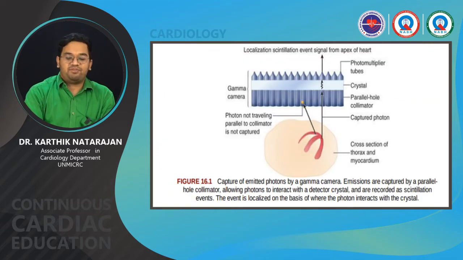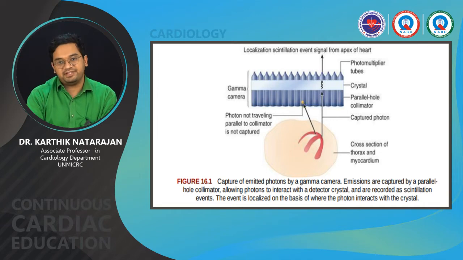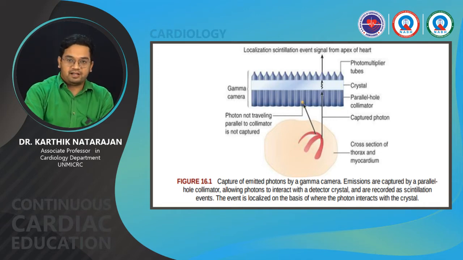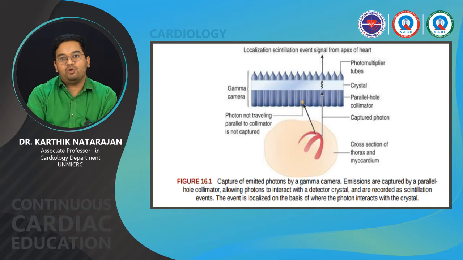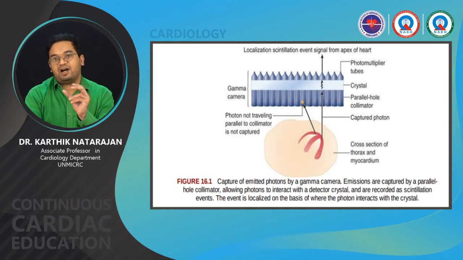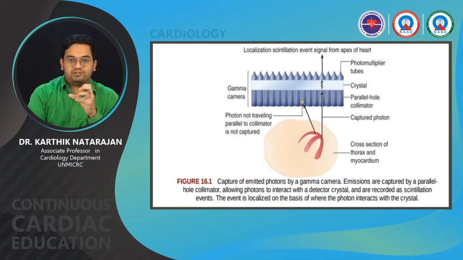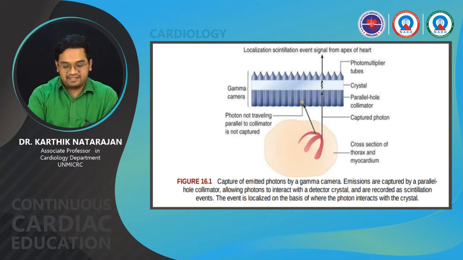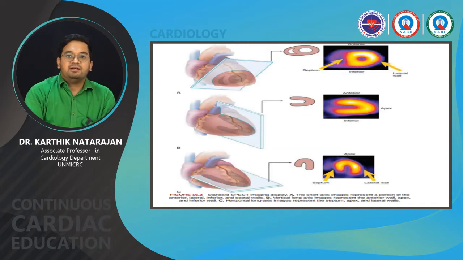So the basic principle of a SPECT scan is that once you give the tracer, it is taken up by the myocardium and emits photons. These photons are captured by a gamma camera. The photons travel through a parallel hole collimator and strike a crystal, and this crystal generates a scintillating event. It is able to localize which part of the heart the photons are coming from, and this is converted into a light signal, which gives us the digital images of SPECT MPI.